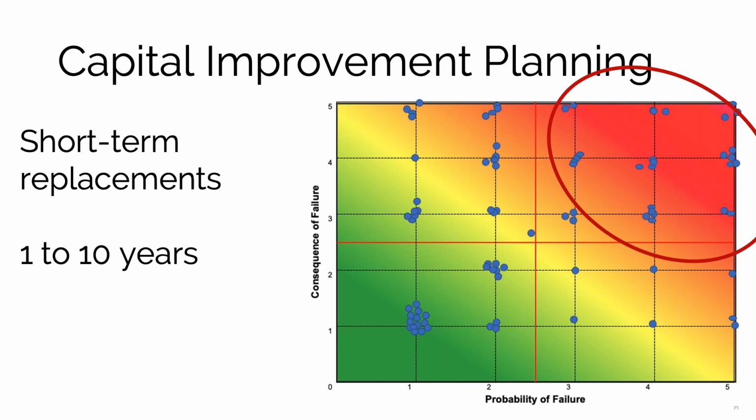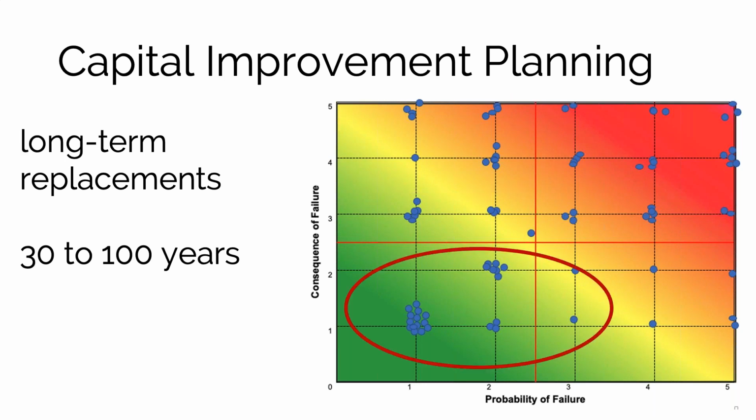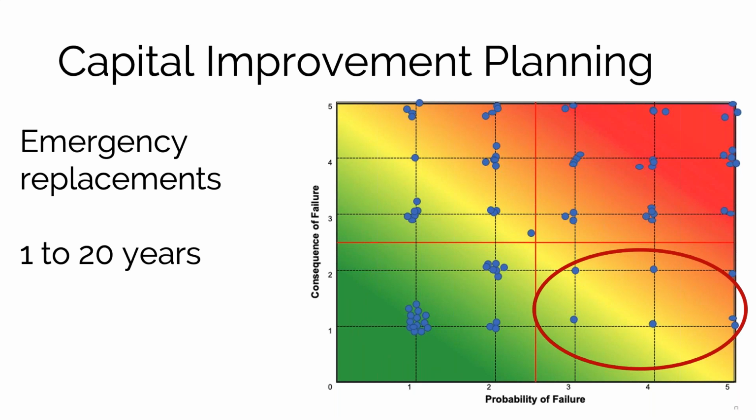So the things that are in the high risk category are what we're going to have to replace in the short term, these next 1 to 10 years. These types of assets in this risk category would be our midterm replacements, say 10 to 50 years, because they're going to over time get worse if we don't intervene. And these are our long-term replacements, the ones in the low risk category, because they're doing well. It's going to be a while before they get up into a higher risk category and need to be replaced.